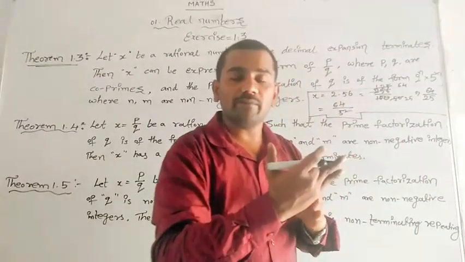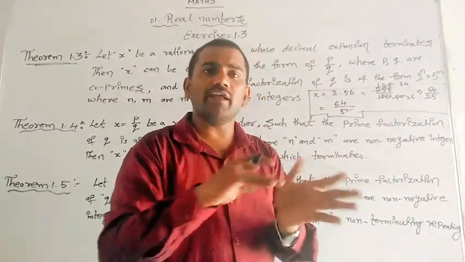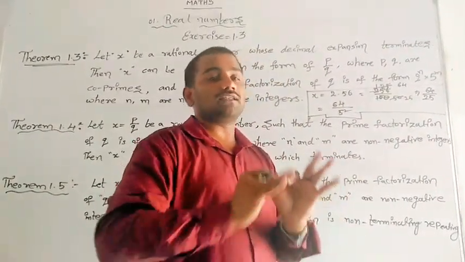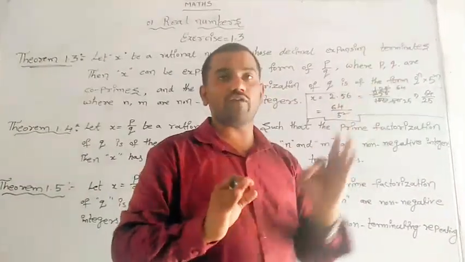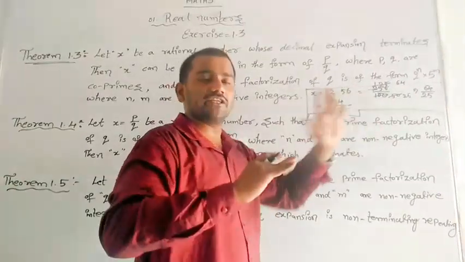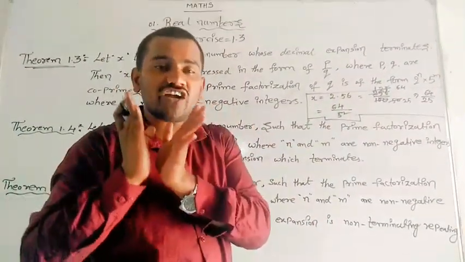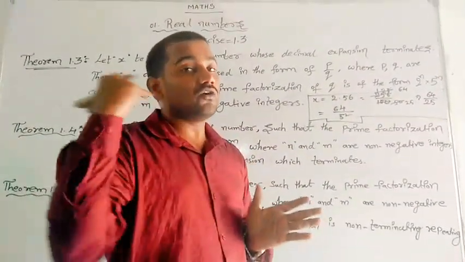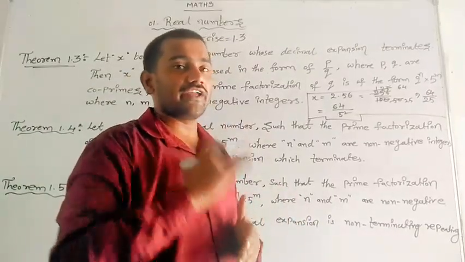Either 2 to the power of n or 5 to the power of m, or both. But definitely it will be in the form of 2 to the power of n into 5 to the power of m. So if it is a terminating decimal number, definitely the prime factorization of the denominator will be in the form of 2 to the power of n into 5 to the power of m.